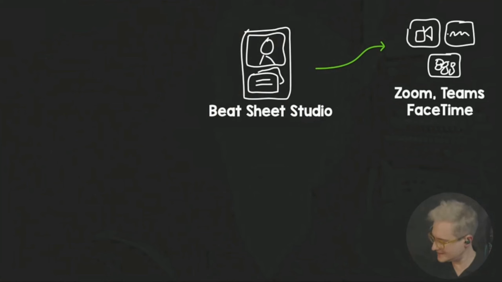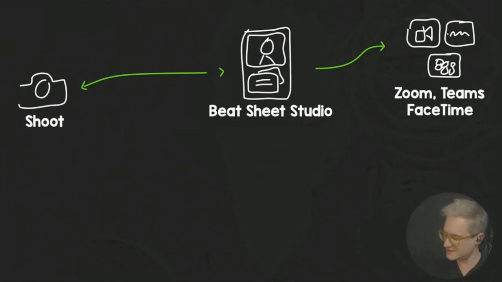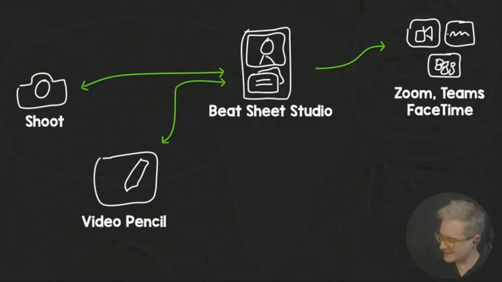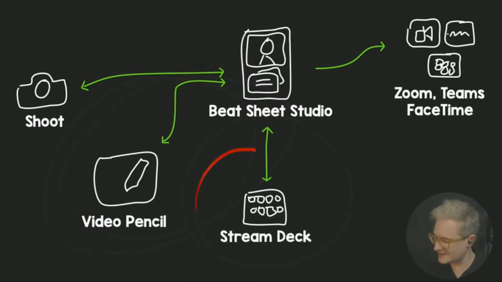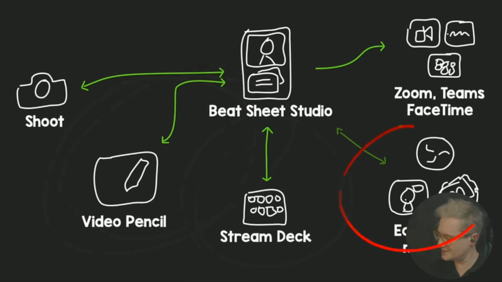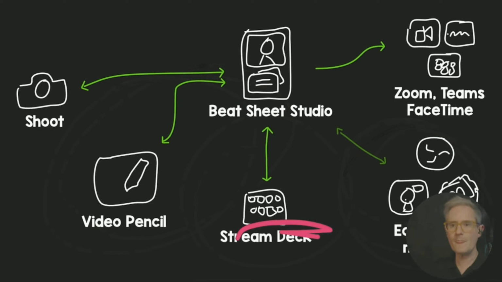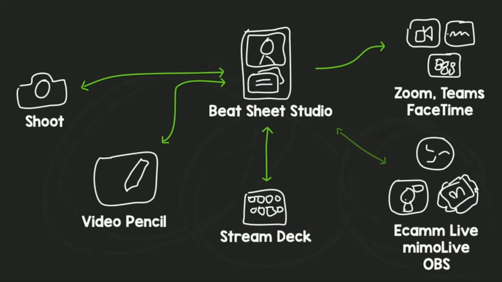And I can say, okay, this is how BeatSheet Studio gives you a virtual camera that connects to Zoom and Teams. I can press play, and it also connects to Shoot wirelessly, and then I can press play again and continue the animation, and it automatically connects to Video Pencil, and then it automatically connects to your Stream Deck, and you can also make it work with Ecamm Live and all those other things. It's really useful to have, I can actually do picture-in-picture directly on the iPad as well.